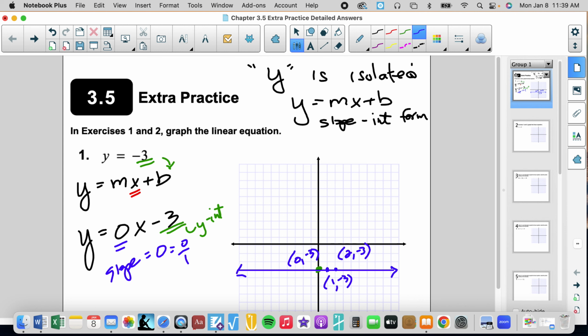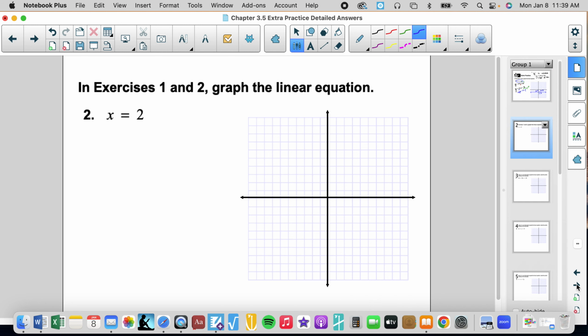What line would be created with an output always -3? Well, it would be a horizontal line, and that line would be at -3. So there's a couple of ways of looking at this problem. We should notice first that there's only one variable. When there's only one variable in your equation, it's either going to be horizontal or vertical. Y equals -3 is going to be that.